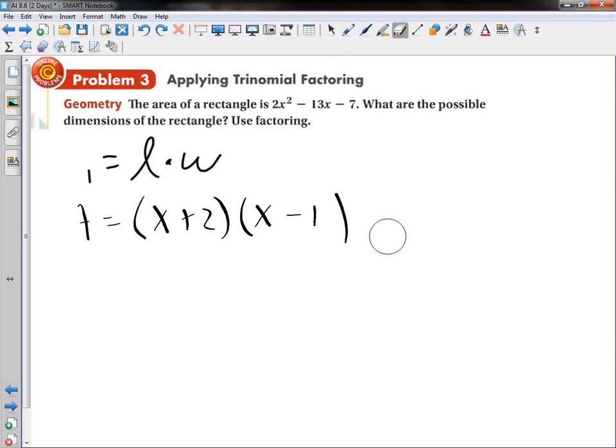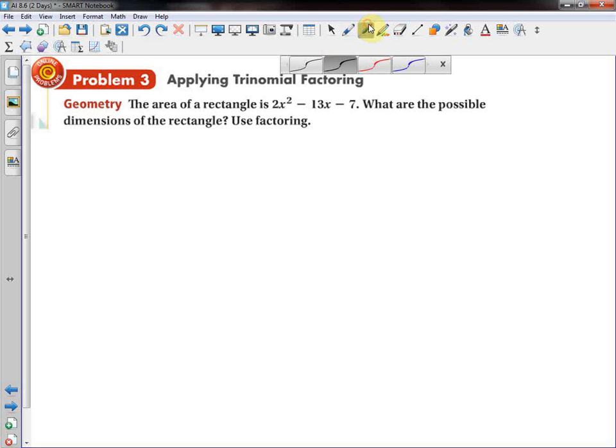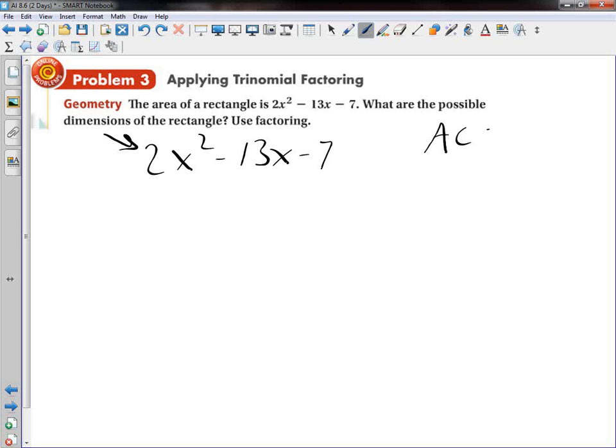What we're going to do is take the area and factor it into two multiplied pieces. First thing I noticed is that A is not 1, so I need to use AC factoring. AC is equal to 2 times negative 7, which is negative 14. And I'm going to make my X on the bottom negative 14. On the top is what I need to add to, which is negative 13.